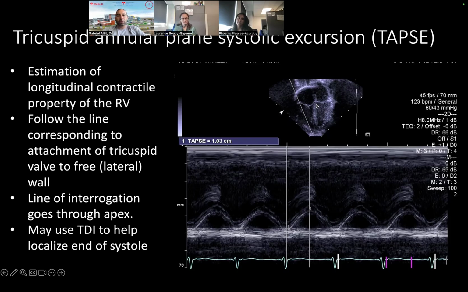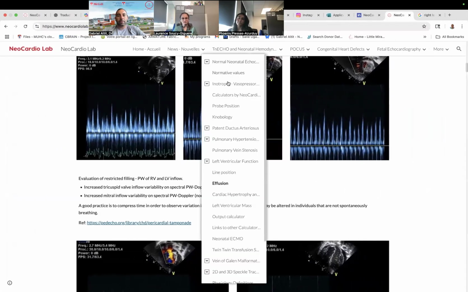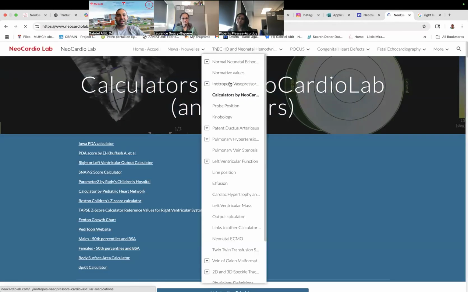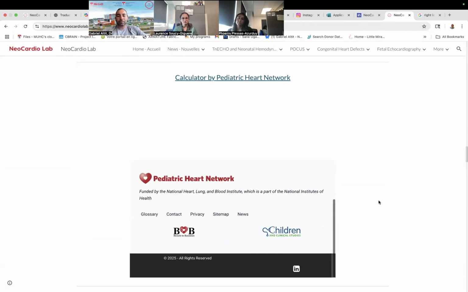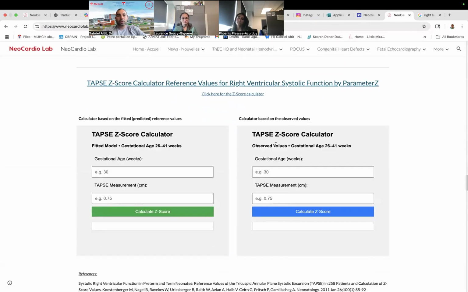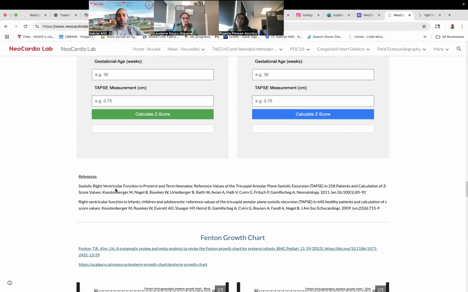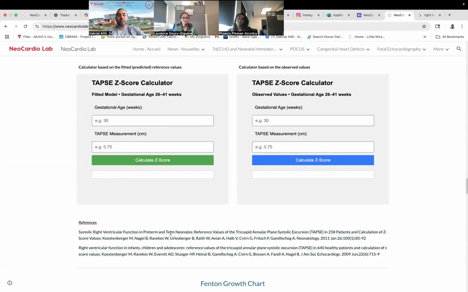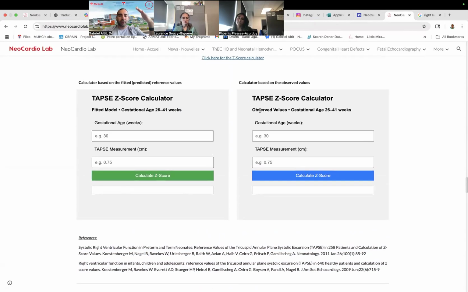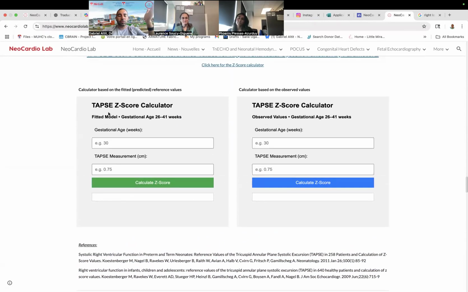And then you have values and normative values. So if you go on the NeoCardio Lab and you go in calculators or in normative values, I've actually created a calculator for you guys where you can go into the TAPSE calculator. You have the reference, which is these two references. In these references, you have the observed values and you have the fitted model. What's the fitted model? They've put all their observed values together and created an average expected model of what would be the normative measurements.